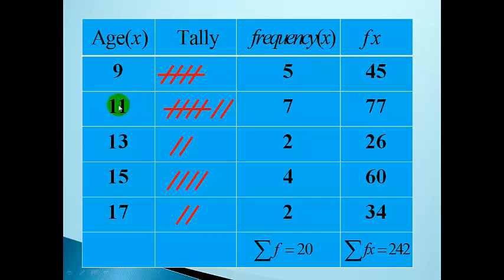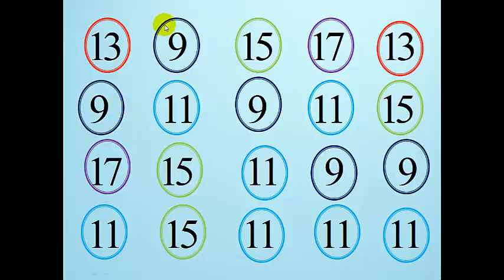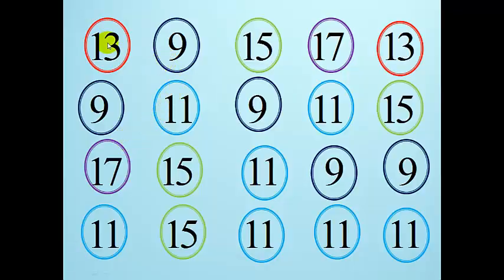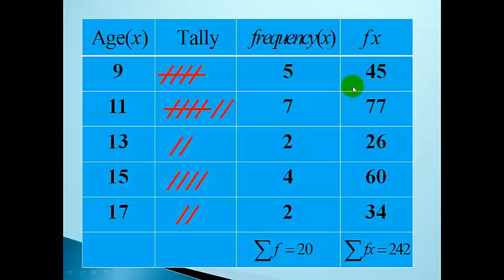Now we consider age 11. Let's go back to the data and count age 11. With age 11, we have 1, 2, 3, 4, 5, 6, 7. So we have 1, 2, 3, 4, we use the fifth one to cross it, then we start again. We have 6, 7. And the frequency is 7 as shown. Now with age 13, we go back to the table. Age 13, we have 1, 2. So the tally, we have 1, 2, and the frequency is 2.